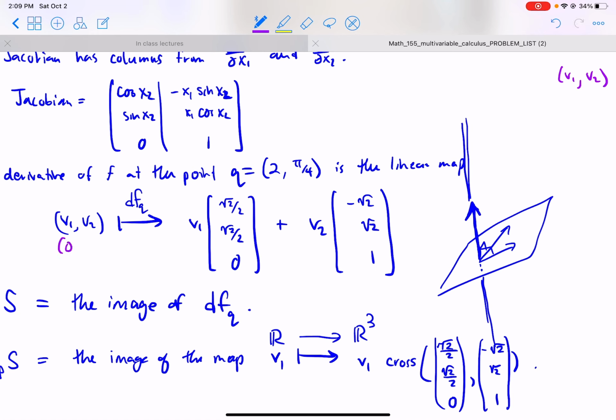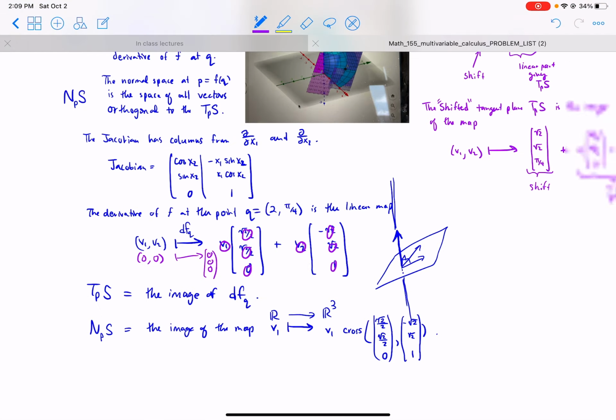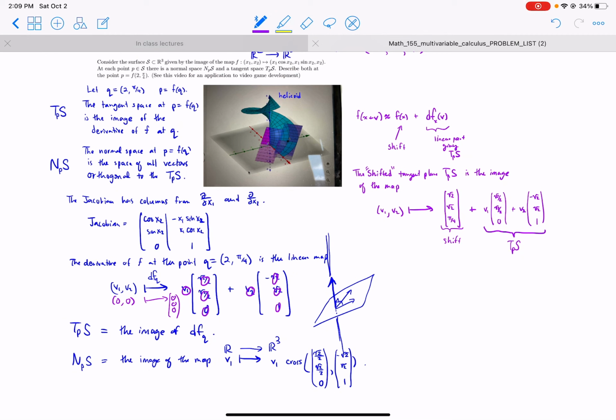Now let's do that for a second. If I plug in 0, 0 to this linear map, the derivative, what do I get? I get 0 times a vector plus 0 times a vector. And when you multiply 0 times a vector, it just gives you the 0 vector, you add them up and you get exactly the point 0, 0, 0. And that's why the tangent plane contains the origin when we don't shift it, right? So now if we plugged in 0, 0 to this shifted map, what we would get is root 2, root 2, pi over 4 plus 0, 0, 0.